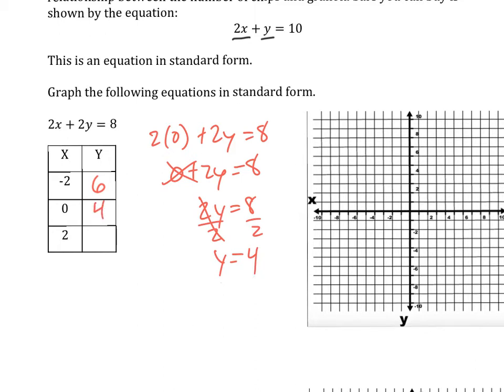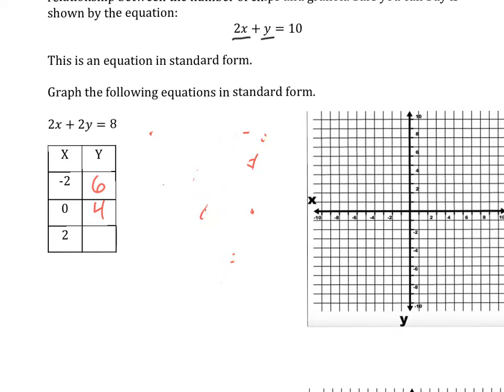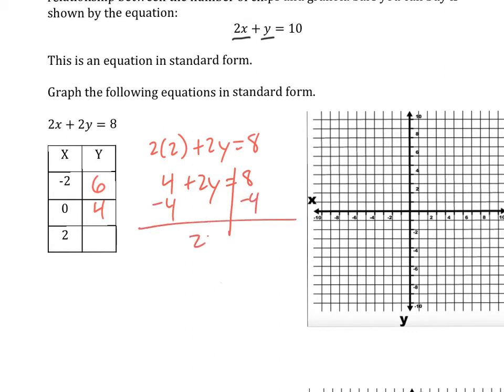Okay. Finally, then we have one more point that we're going to look at. We have x equals 2. If x equals 2, then we have 2 times 2 plus 2y is equal to 8. And then 2 times 2 is 4, plus 2y equals 8. And we'll solve for y by subtracting 4 on both sides. We get that 2y is equal to 4, and then we'll divide by 2 to get that y is equal to 2 when x equals 2.